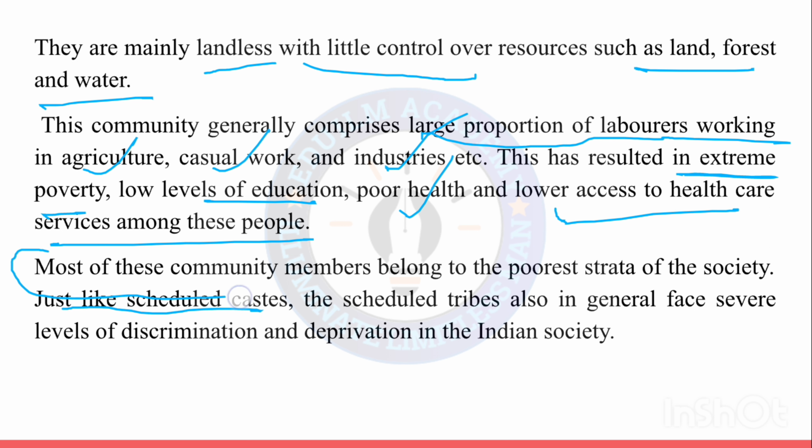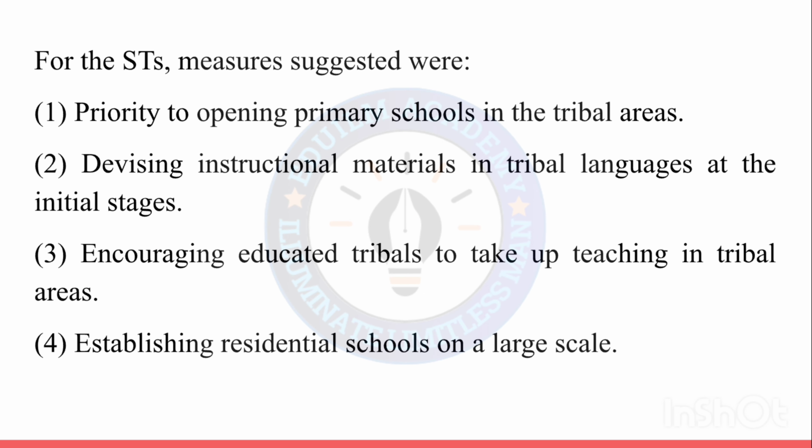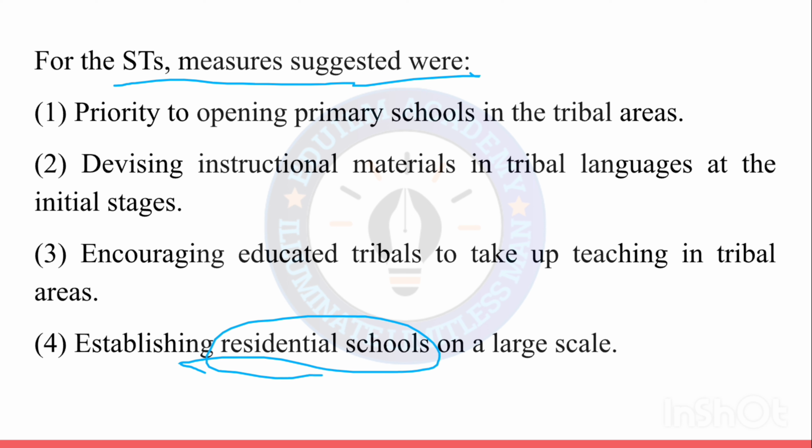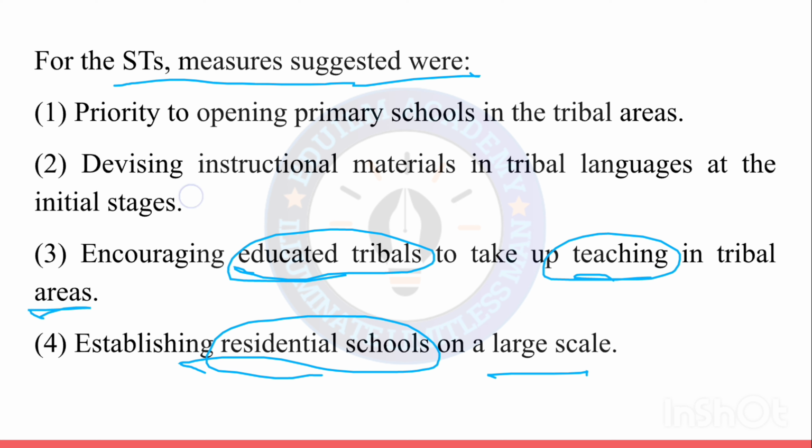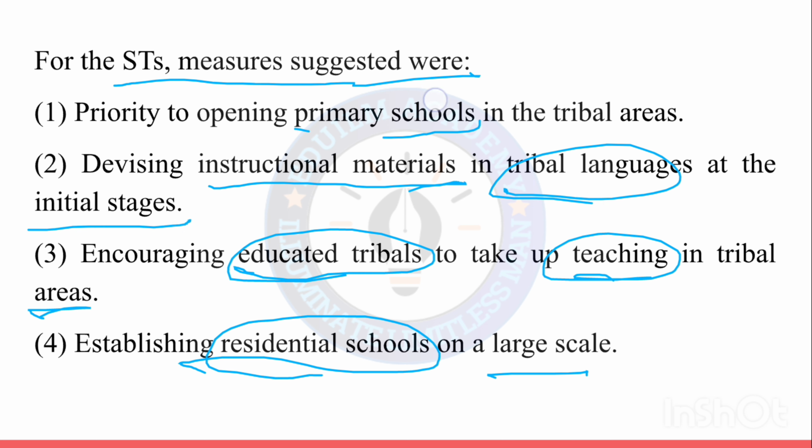Just like scheduled castes, most of these community members belong to the poorest strata of society. The scheduled tribes also, in general, face severe levels of discrimination and deprivation in Indian society. For ST, the measures suggested were establishing residential schools on a large scale, encouraging educated tribals to take up teaching in tribal areas, educational instructional materials in tribal languages at initial stages, and priority to open primary schools in tribal areas.